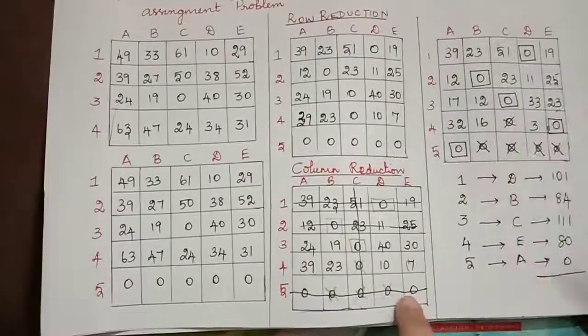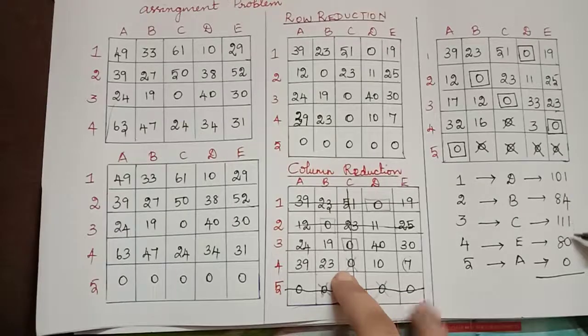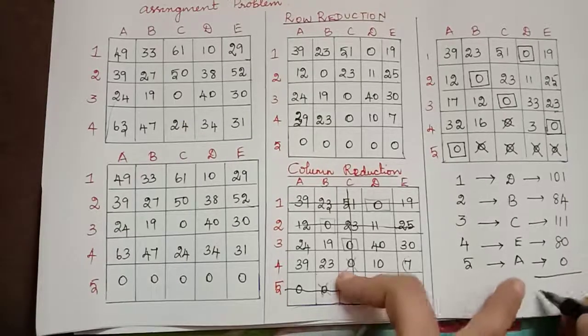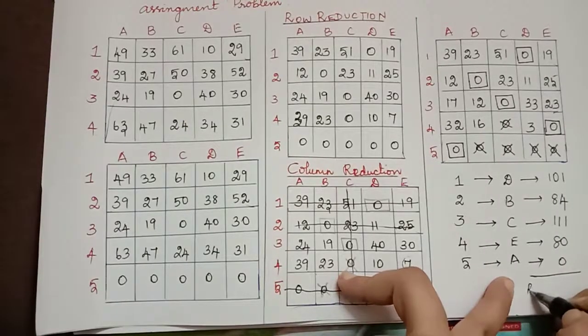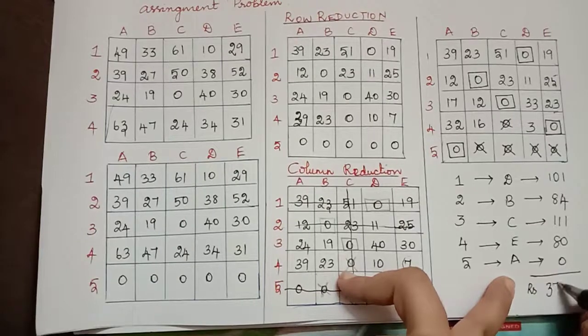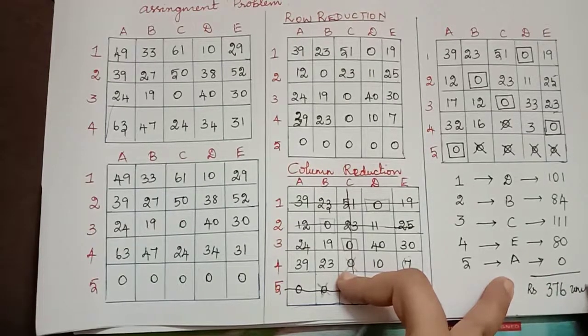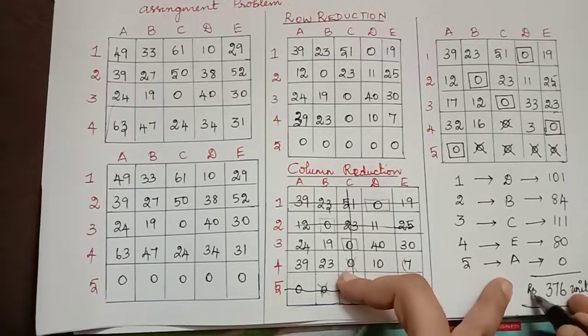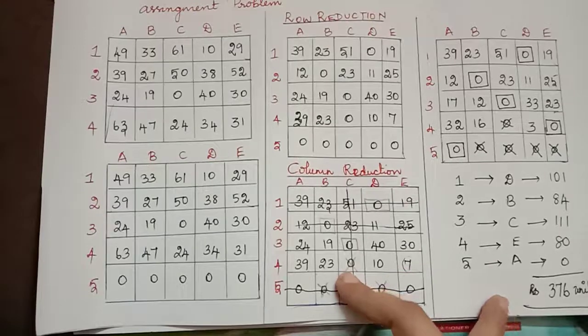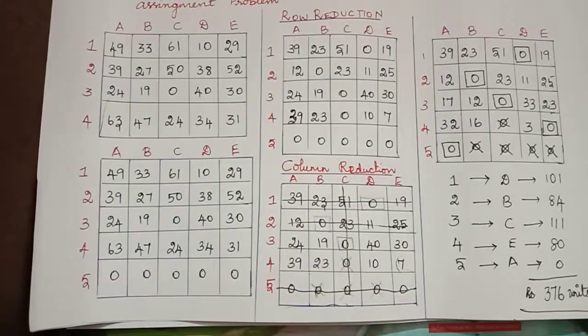So finally, we have to take the sum of all these numbers, and we get the answer to be rupees 376. Either rupees 376 or 376 units. So this is the answer. Hope you have understood this problem.